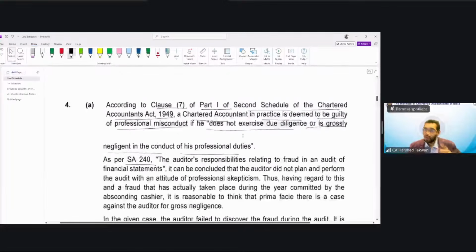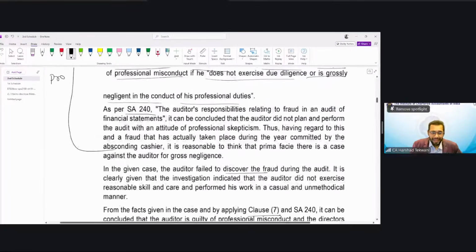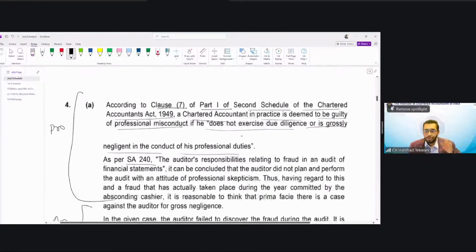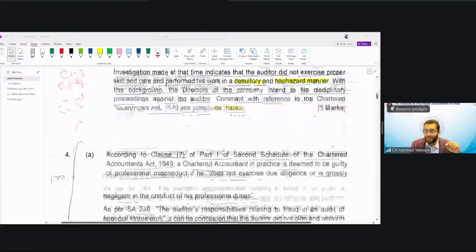So this is how you need to write the answer. You need to first provide the provision, then give the analysis of the case, and then conclude. This is how you need to write the answer for this particular question. Any doubts? Okay, if no doubts, let's proceed to the next question.